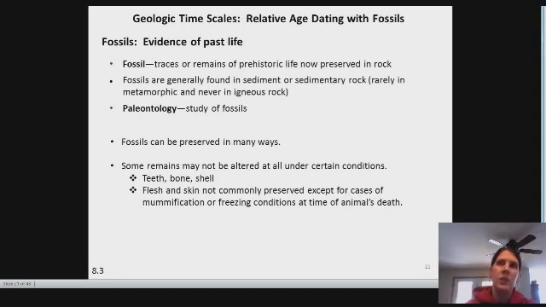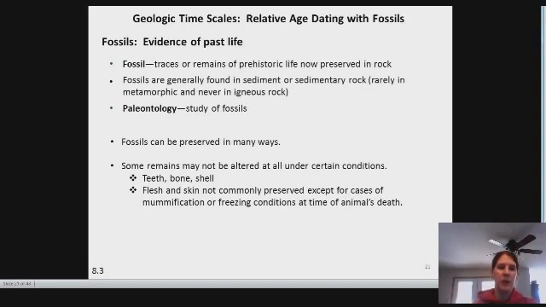Now, just understanding the way geologic beds are deposited isn't the only way we do relative age dating. We can also use fossils. Fossils are traces or remains of prehistoric life that is now preserved in the rock and are generally found in sediment or sedimentary rock. Now, paleontology is the study of fossils, but a lot of the information that paleontologists have uncovered is used in the field of geology.